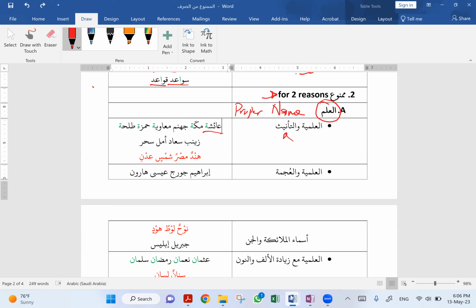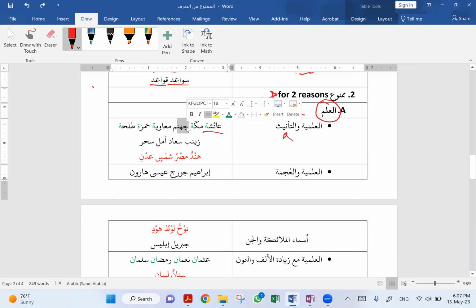And because of these 2 things coming together, it has become mamnu' min as-sarf. Same thing with Makkah. Makkah is known as a specific name of a place. And then it has a ta marbuta, which is also a sign of femininity. So 2 reasons made it mamnu' min as-sarf.